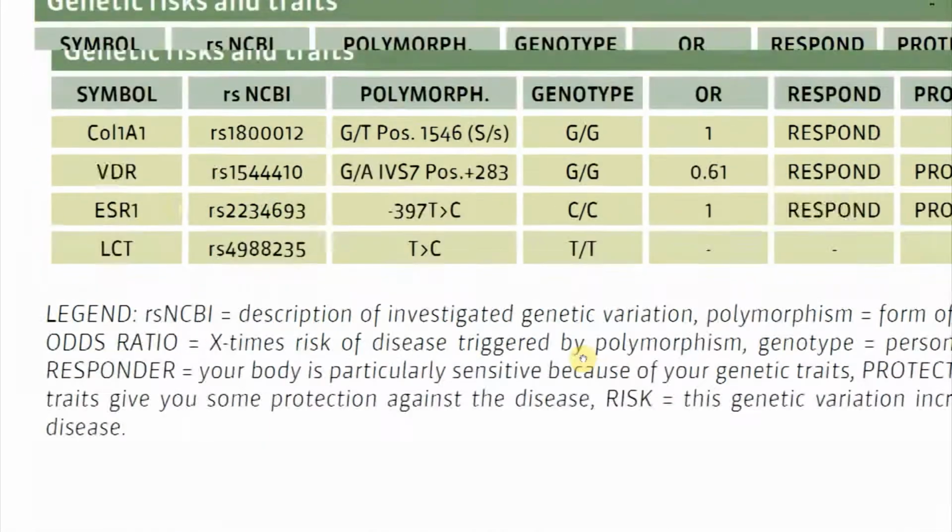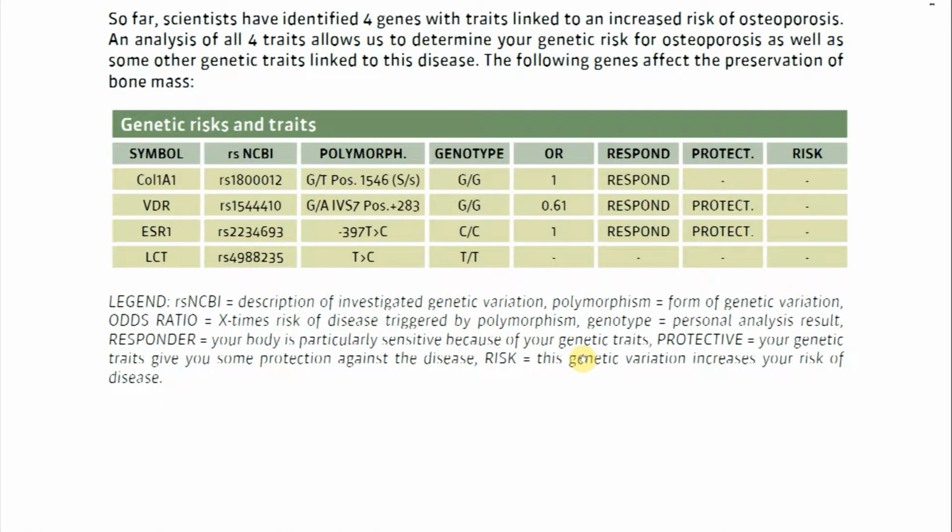Because this LCT gene that I've told you about before, this is the one that doesn't actually have a direct link to osteoporosis, but it is the one that causes lactose intolerance. So some people, due to this gene, this genetic variation, cannot drink milk without getting severe side effects. So what we've done here is we tested this gene, and in this case it's okay. If you have a CC here, and we're going to talk about this again later, do check your own results. If you have a CC here, it means you're genetically predisposed to be lactose intolerant.